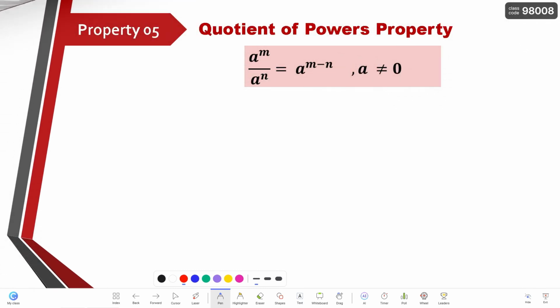The property of quotient of powers says that if you have a raised to the power of m divided by a raised to the power of n, and a does not equal 0, we can rewrite this expression by writing a raised to the power of m minus n.